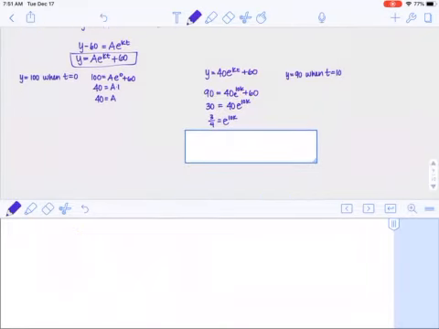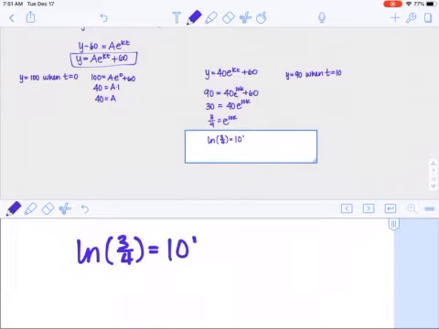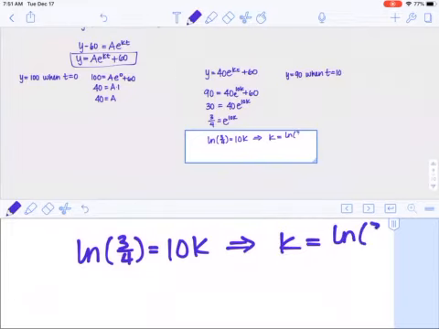Go ahead and take the natural log of both sides. So I get natural log of 3/4 equals 10k, which means k equals natural log of 3/4 divided by 10. That's probably worth storing.